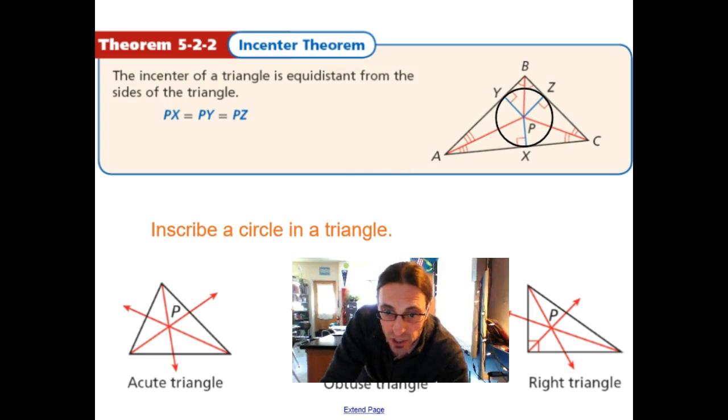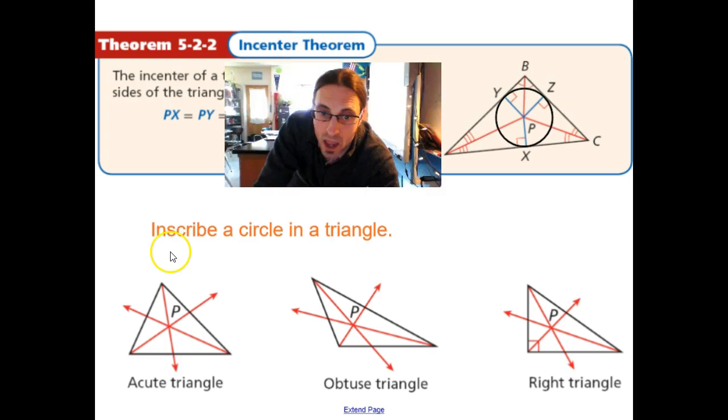Now, unlike the circumcenter, the incenter of a triangle always occurs inside the triangle.